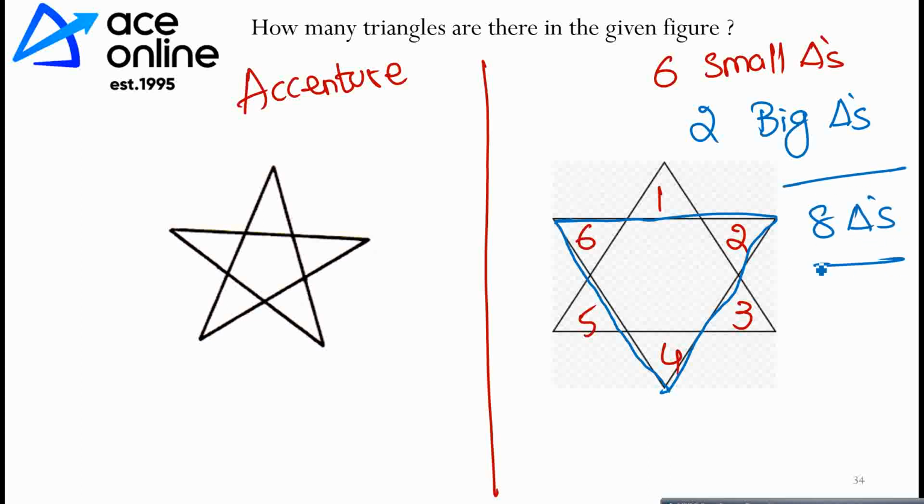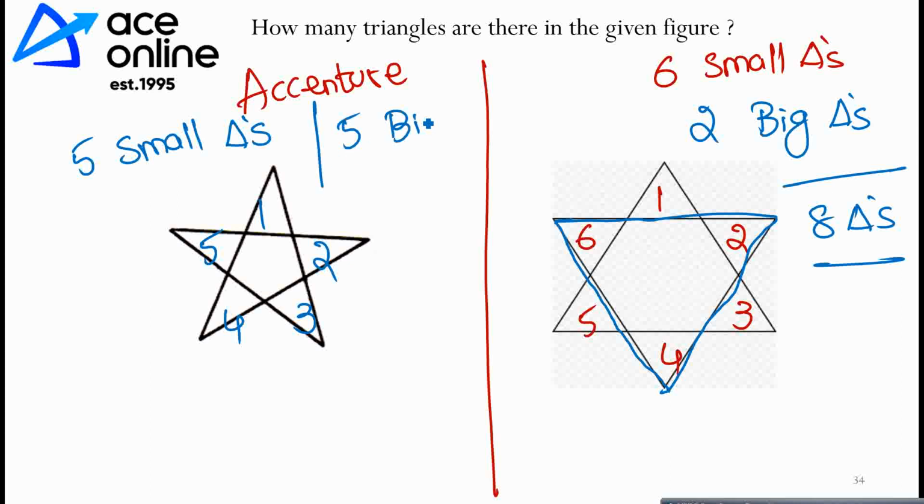Fine. But left side one, can anyone imagine what is the number of triangles? 1, 2, 3, 4, 5. 5 small triangles. Okay. 5 big triangles also there. Total 10. The left side one given in the Accenture company had options 7, 8, 9, 10. Some of you said 7, 8, 9, but the correct answer is 10. What about those 5 big triangles, sir?